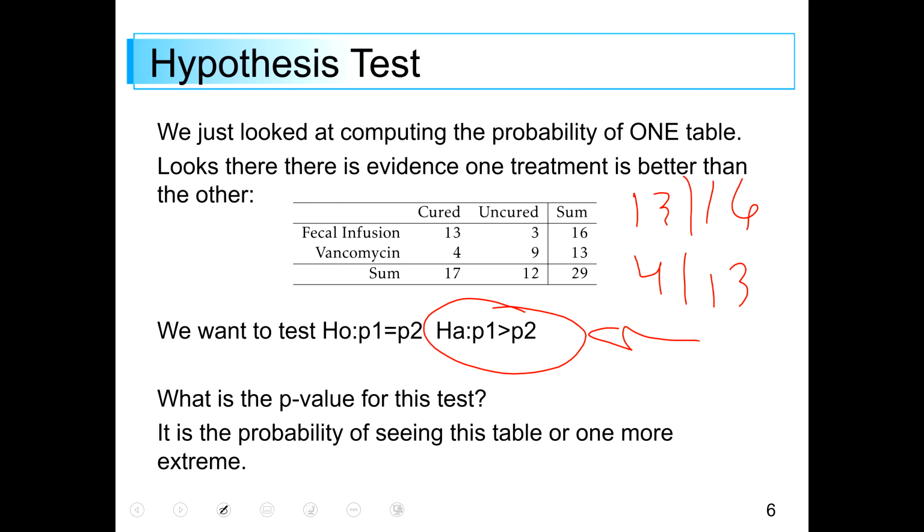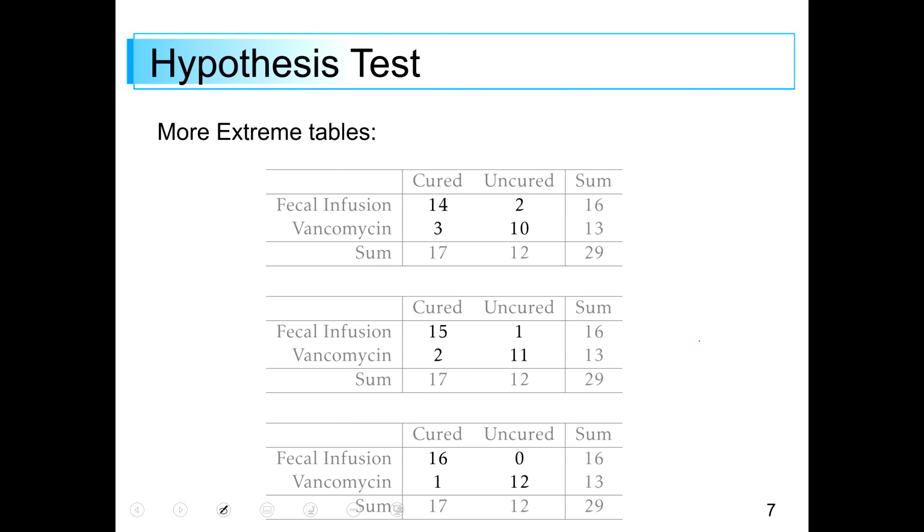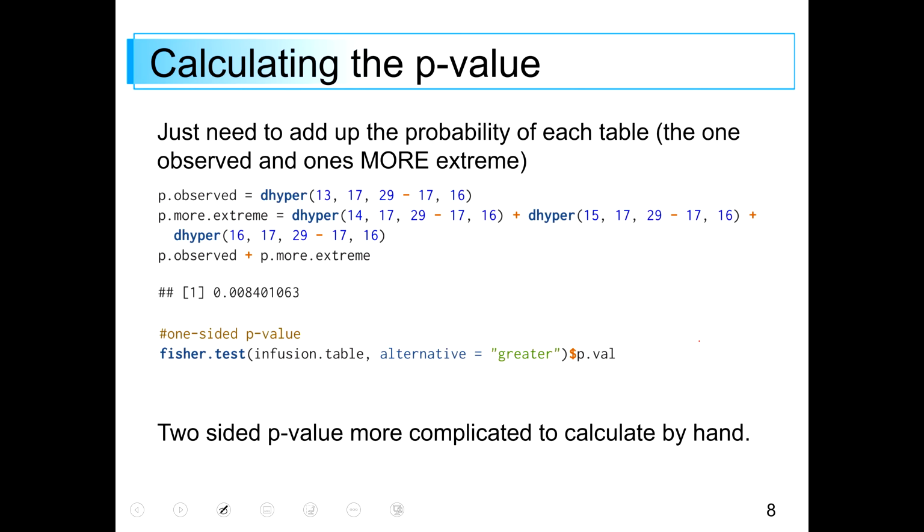But this is the observed table, and seeing something more extreme than that would be seeing 14 or 15 or 16. So we can actually calculate everything with the dhyper command. This is the observed value, and then we can calculate the 14, 15, or 16 like that. The p-value is literally just the probability of seeing what you observed or something more extreme. And this is the p-value for that test.